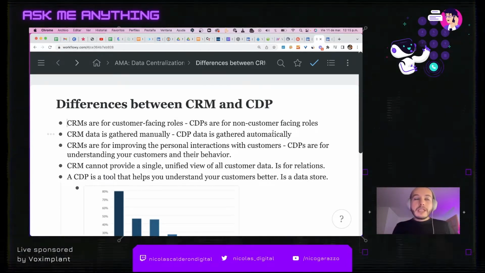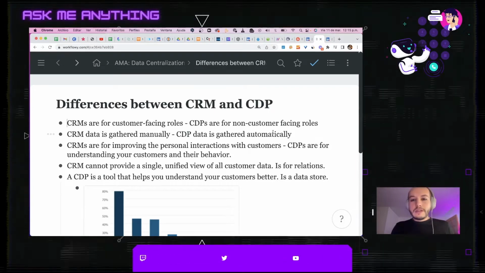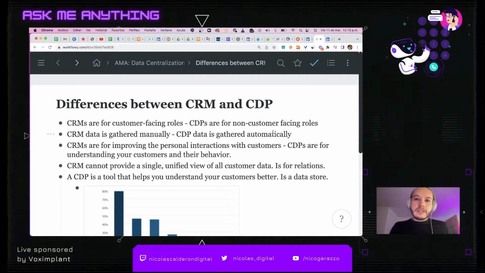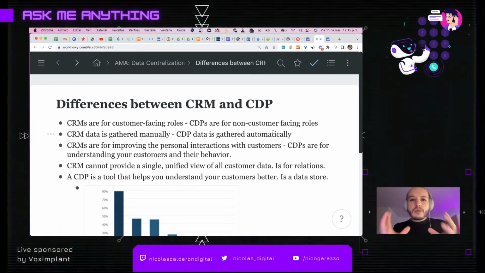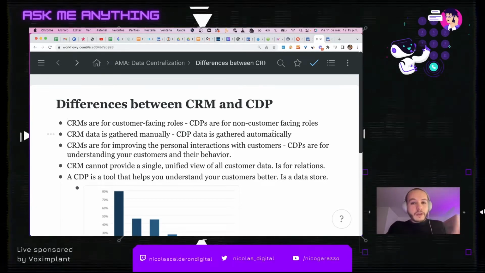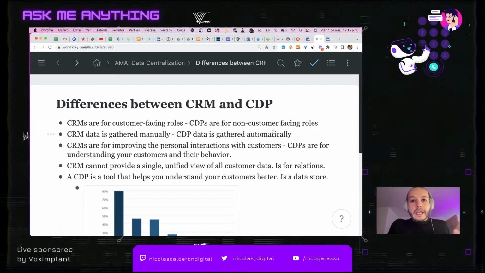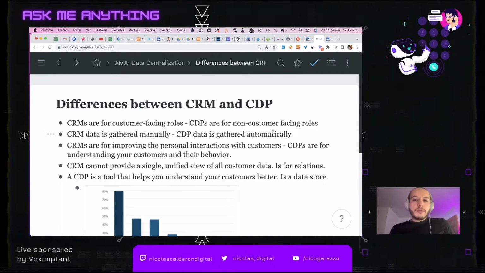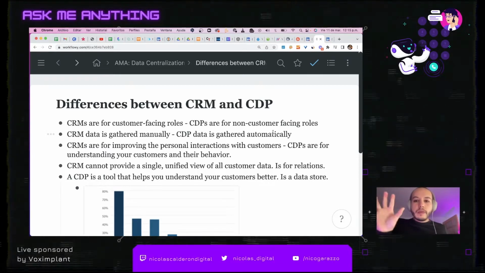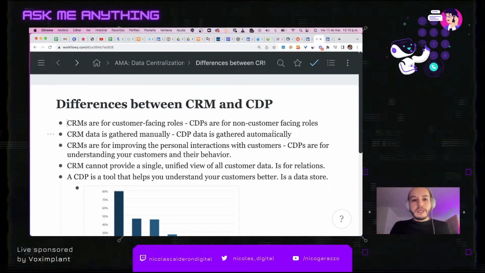I mean, imagine that appearing in the CRM. We would have to get the data of which device this person is on, the IP, very technical details that are not relevant for your sales, marketing, support, and customer-facing roles, but are important for your technology people. So that's the main difference. Customer-facing roles, CRM; non-customer-facing roles, CDPs.